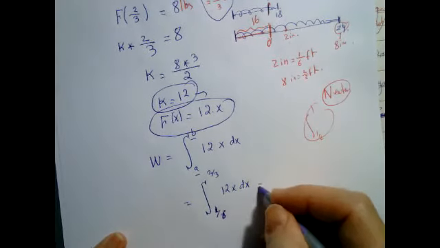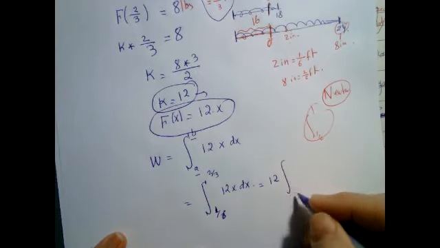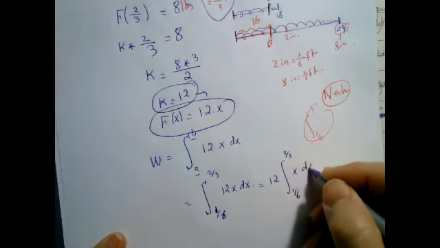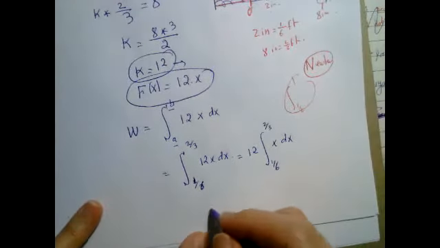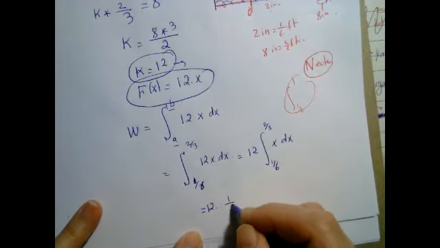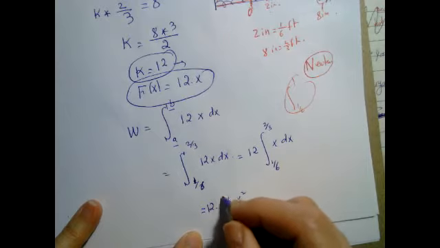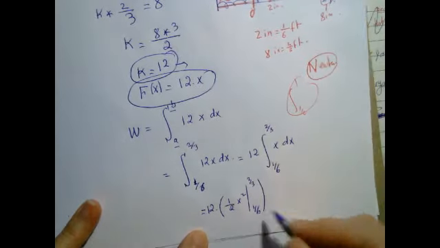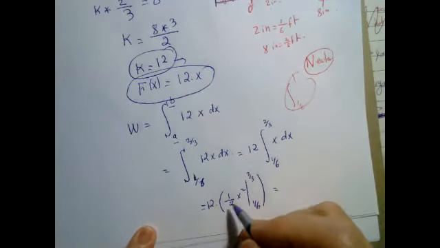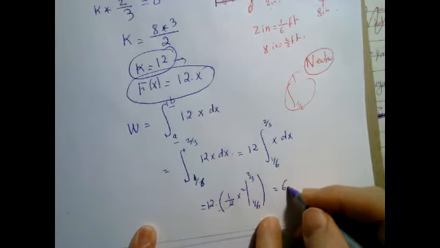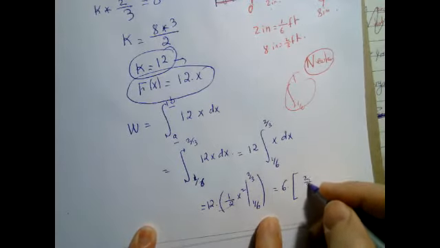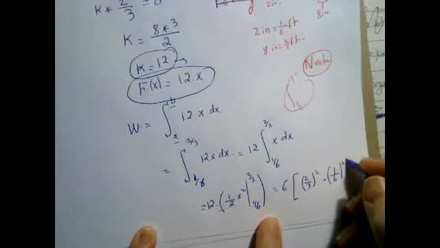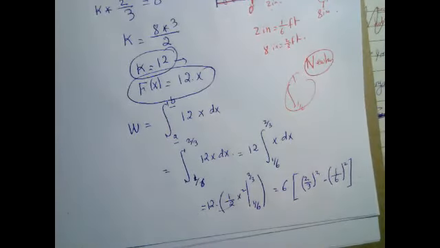So now finally it's going to be equal to 12, which is a constant. I remove it. I will have x dx. Now the antiderivative of x is a half x squared evaluated between 1/6 and 2/3. Now the half could be factored out to make the math simple. So I will have 6 times 2/3 to the power 2 minus 1/6 squared. And the rest you just do the math.